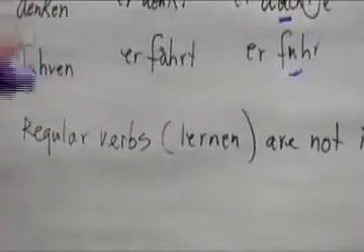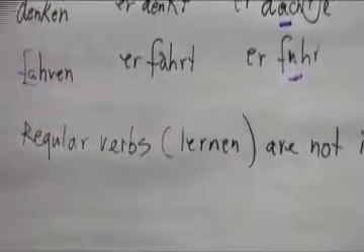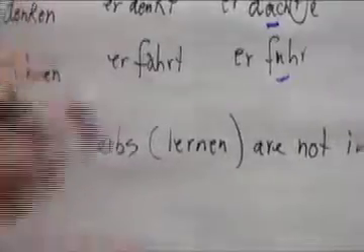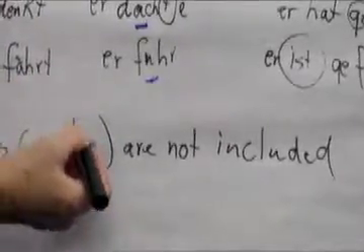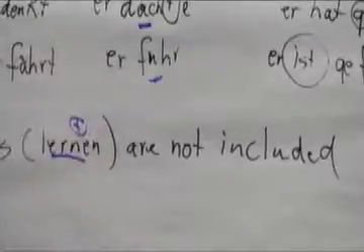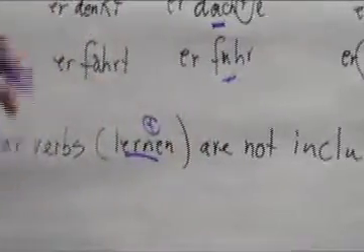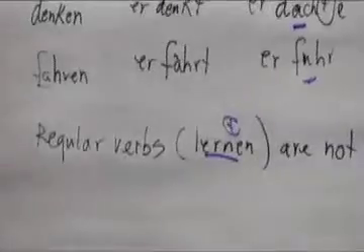Regular verbs like learning, you will not find in the back of the book, because they just take the stem, remember, stem, and then they add a T, and then personal ending. So if you don't find a verb in the back of the book, chances are that it is a regular verb.